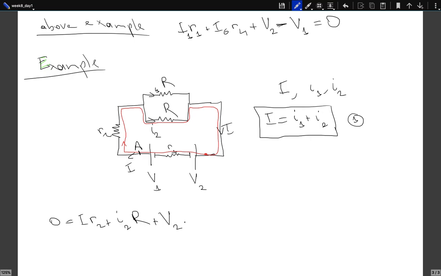What is the potential drop across this resistor? I times R1. What is the potential drop across this battery, this EMF source? Minus V1, because we are going from the lower potential terminal to the higher potential terminal. So there is an actual potential increase, but a potential increase we can write as a negative potential drop. So this is my second equation.